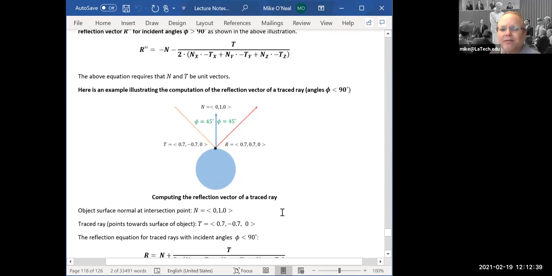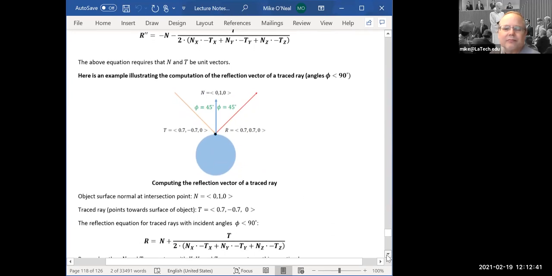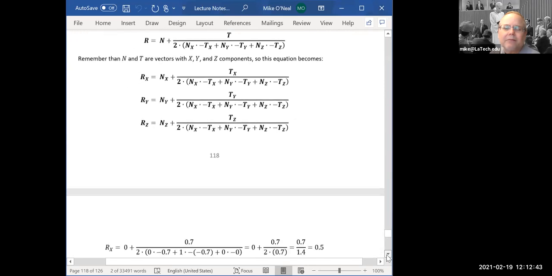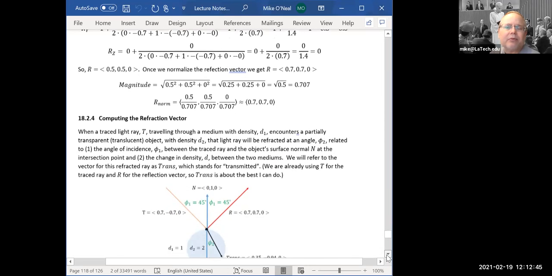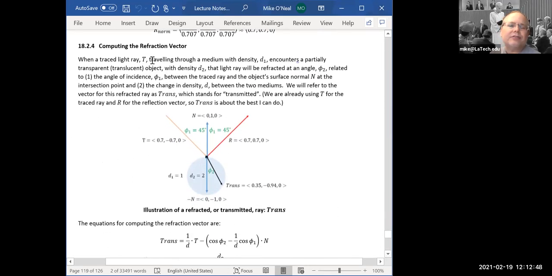I'll give a full example. And then I do the refraction. I'll do this next time so that we can talk about it. But I just present it. I don't go through a derivation for it. I'm just like, enough of this.